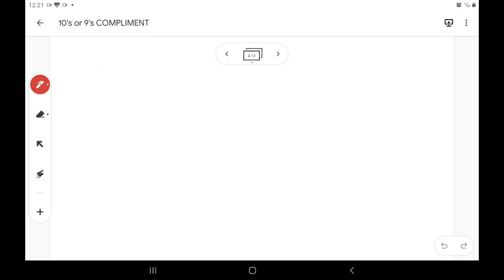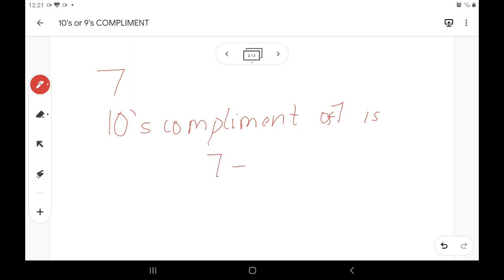Suppose our digit is 7. The tens complement of 7 is 7 minus 10, which will be equal to minus 3. This minus 3 is generally written as 3 bar. It's written as 3 bar because it helps you solve calculations more simply, and it's generally written this way when you solve problems using Vedic maths.